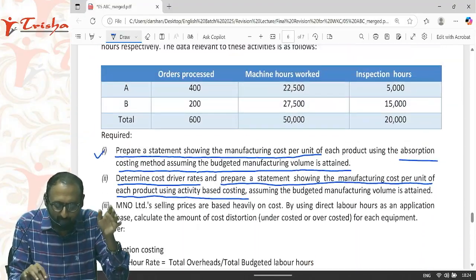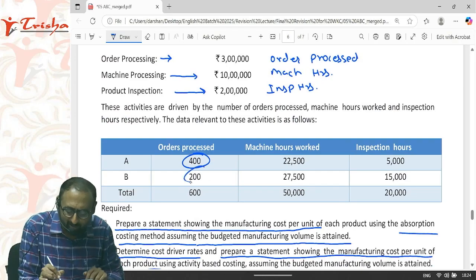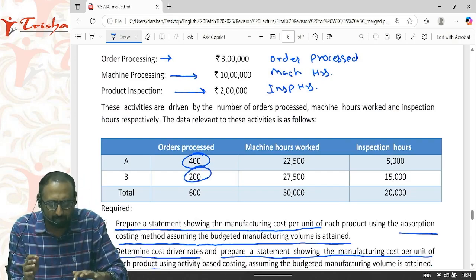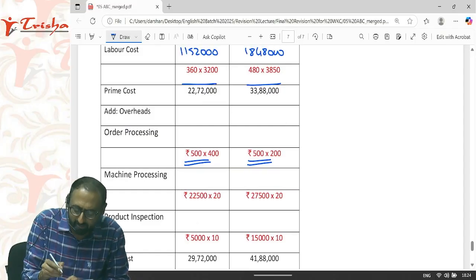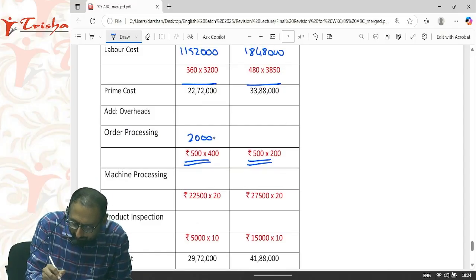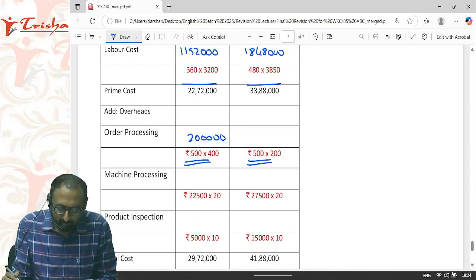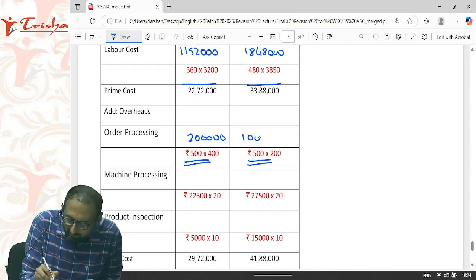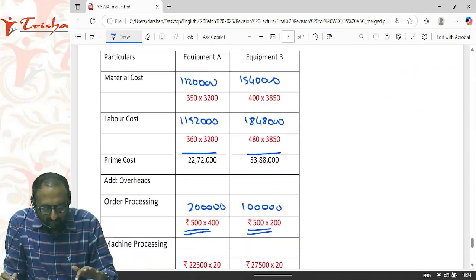Let's check the question. For product A, there are 400 orders. For product B, there are 200 orders. So 500 is a rate multiplied by 400, 200. Yes, sir. What will be your answer, guys? 500 into 400. Is it 20,000 or 2 lakhs? Are you sure, 2 lakhs? Again, 500 multiplied by 200. Is it 1 lakh? Sir, correct or wrong? Correct, sir. 3 lakhs is correct answer.